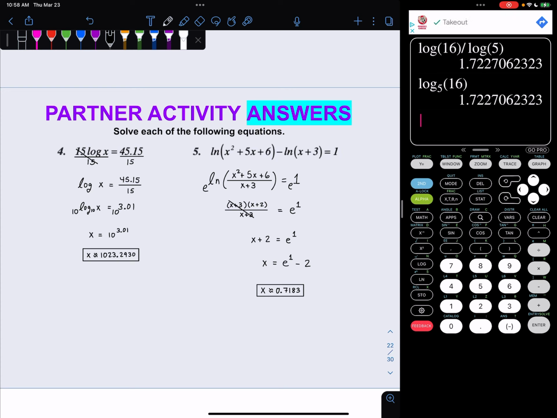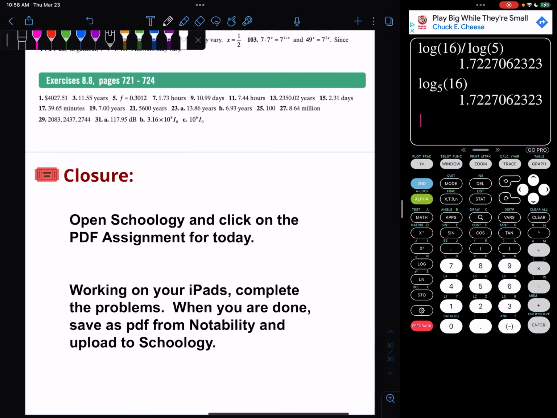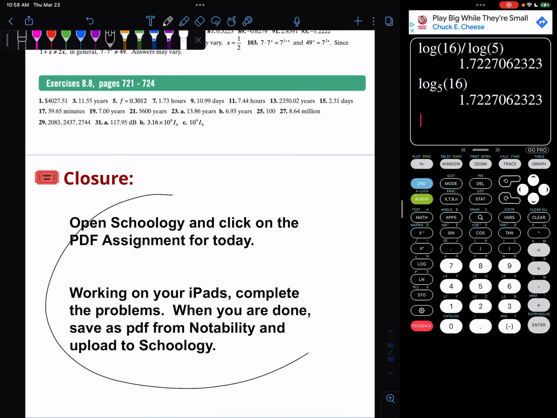At this point, with the time that's left, you are welcome to work on your assignment. There are plenty of practice problems, by the way. Please go ahead and start on your assignment.